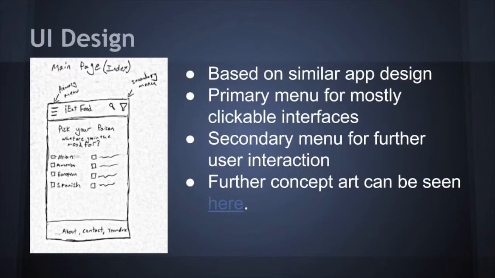The secondary menu would be more involved, allowing them to filter through all of their categories, choose what price range they want, the distance that they want, all those nitpicky things that the user would have to deal with anyway. We have further concept art of all those individual elements, and those will be provided on our community page, or you can click here on the presentation, which will also be posted on our community page.